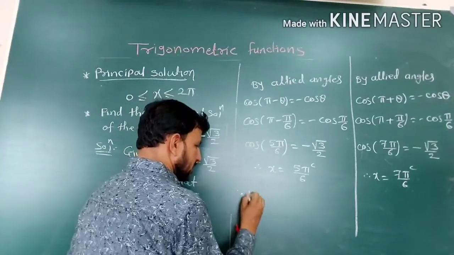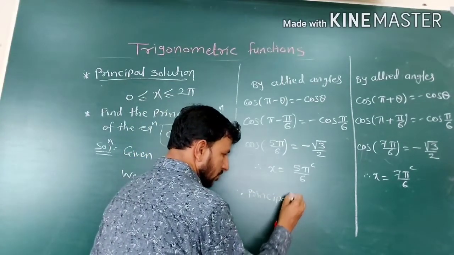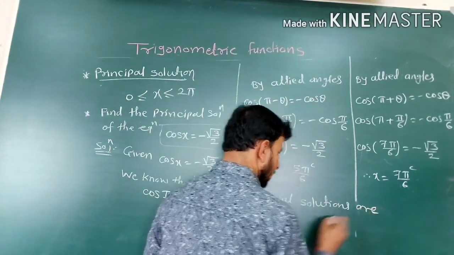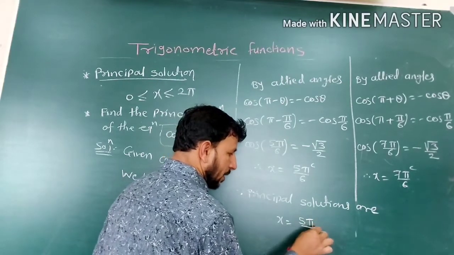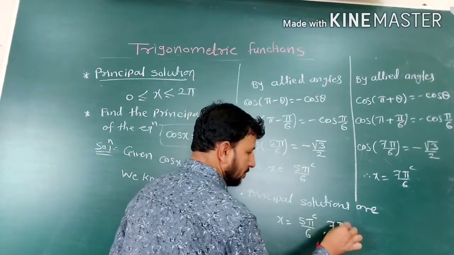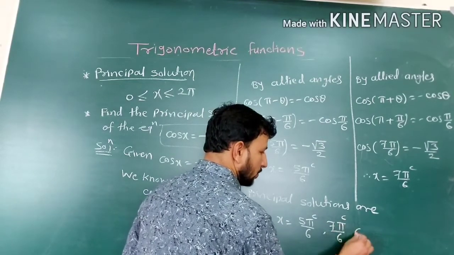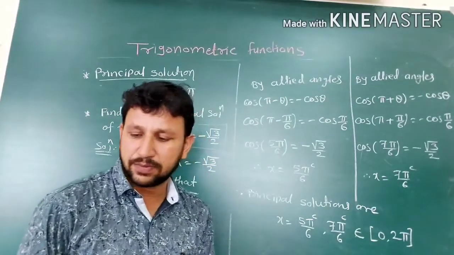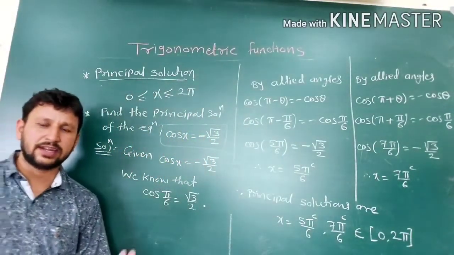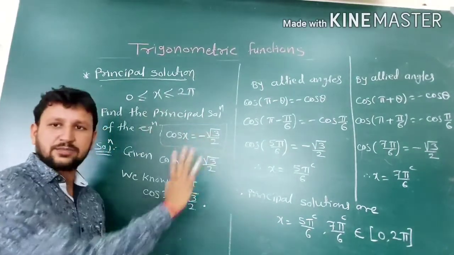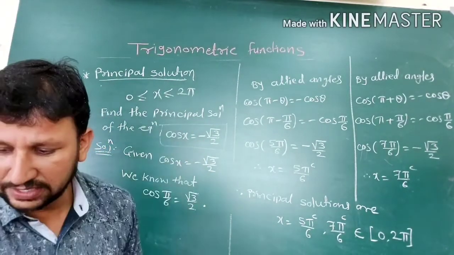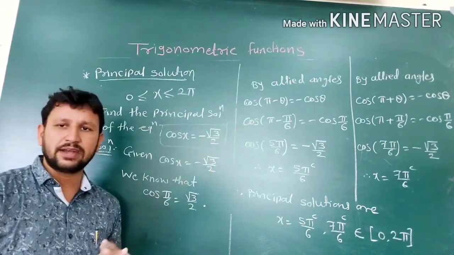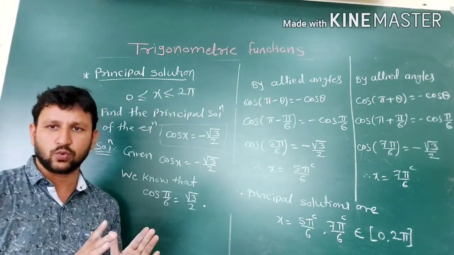Hence, the principal solutions are x equal to 5 pi upon 6 radian and 7 pi upon 6 radian, both belonging to the interval 0 to 2 pi. These are the principal solutions. I think everyone can understand the method for finding the principal solutions of trigonometric equations. In general, we can mention that the number of principal solutions for every trigonometric equation is at most 2.